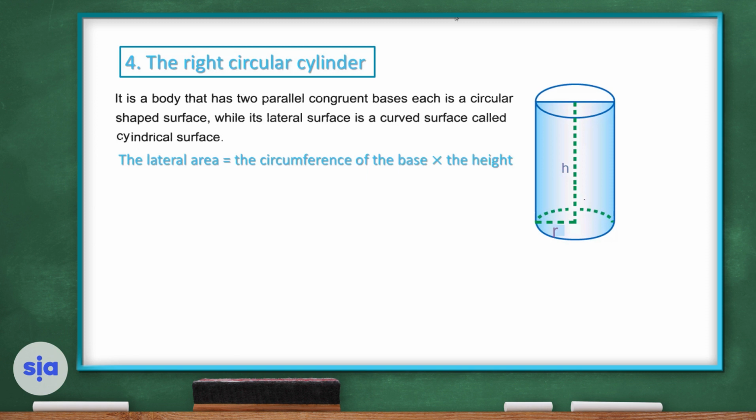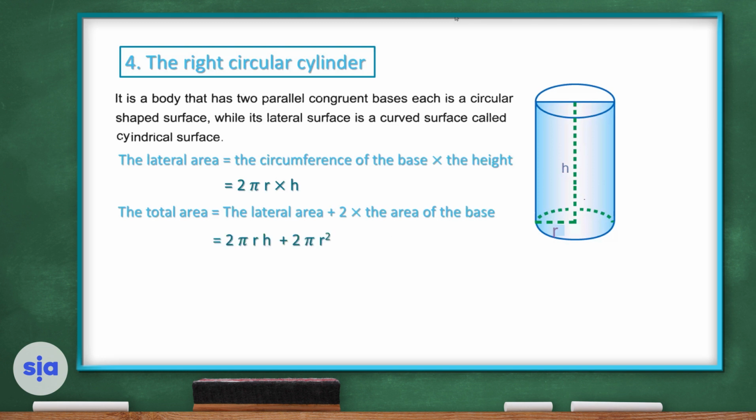So, what is the circumference of a circle? Yes, excellent. It's 2 pi r multiplied by the height of the figure, where the total area of the figure is the lateral area plus 2 area of base. So it is 2 pi r h plus 2 pi r squared. This is how to find the total area of the right circular cylinder, where the volume of this figure is the area of base multiplied by the height. So it's pi r squared h.